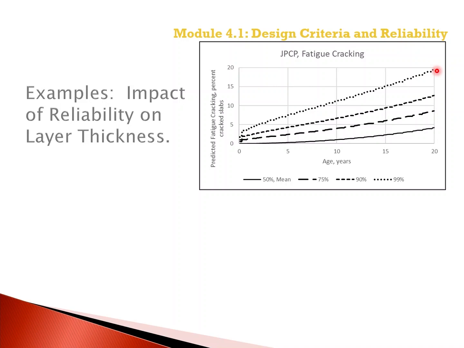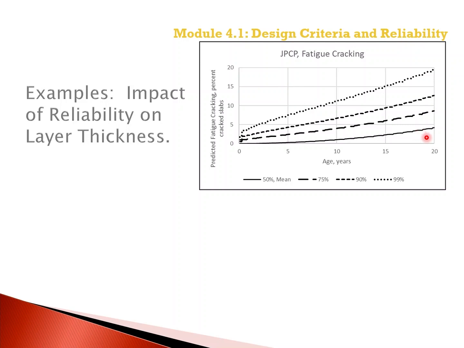Obviously, this is just an example because one would not build a 20-inch jointed plain concrete pavement. There are other design variables in terms of different layer types and layer features, so that the thickness of the jointed plain concrete pavement wouldn't be 20 inches. Other design features would be looked at so that the pavement design strategy could be optimized.